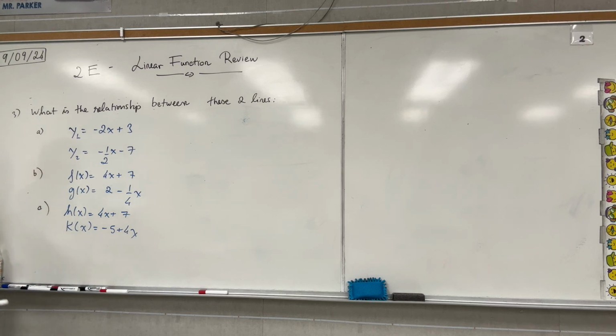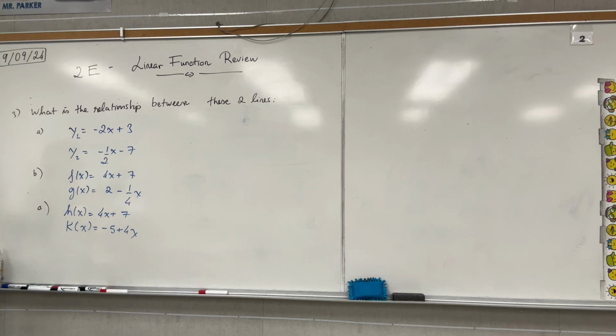Between y1 and y2. So to know the relationship, you need to know the slope, right? When two lines are parallel, the slope is going to be the same, okay? Same steepness. Slope is a steepness, so same steepness, right?